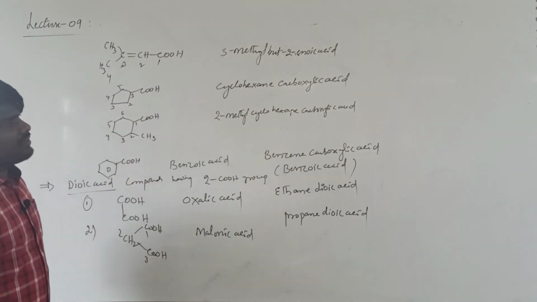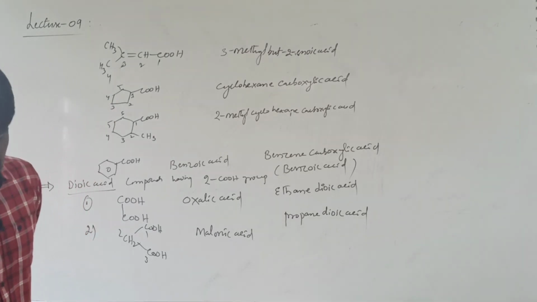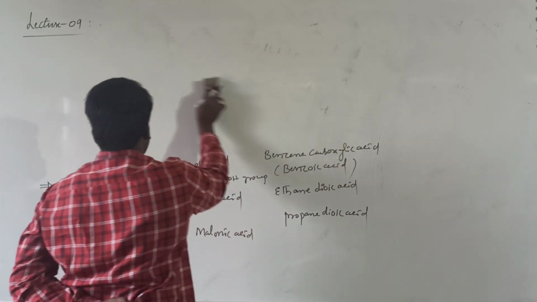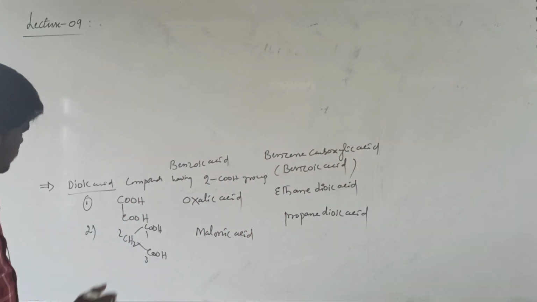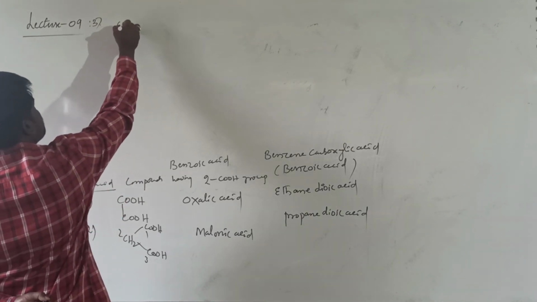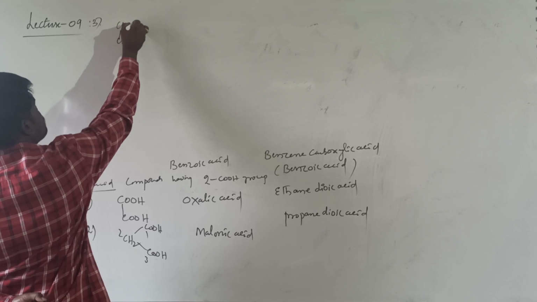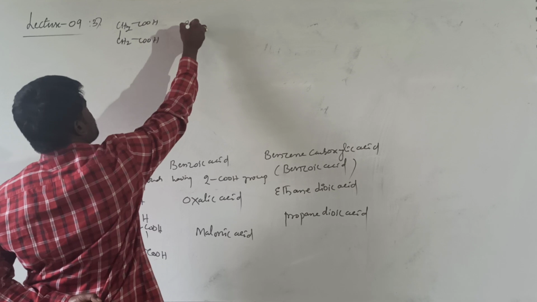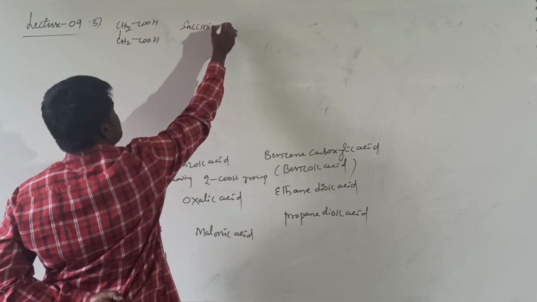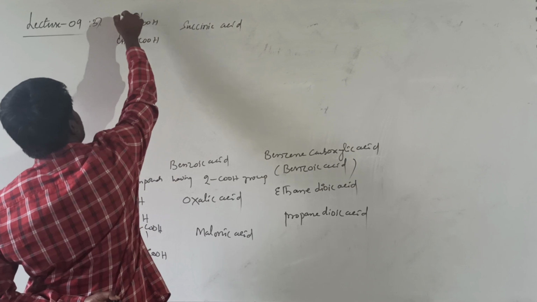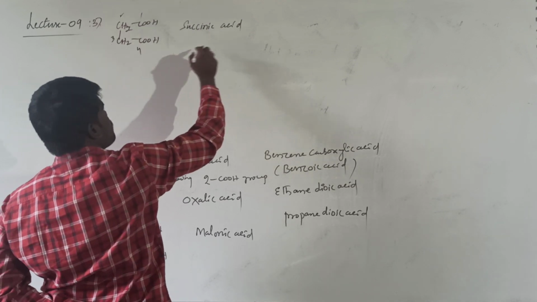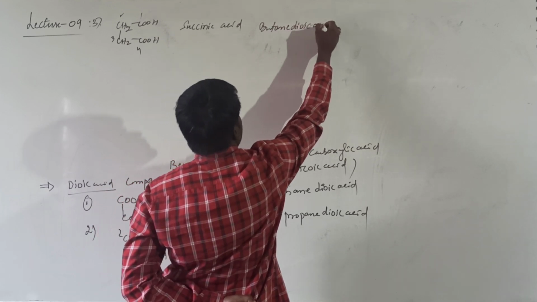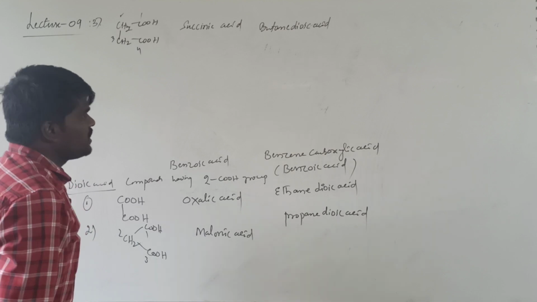And suppose if you take another one, okay, for that let me clear this board. If I write the next member, the third member of dioic acid, CH2 COOH, this we call succinic acid, which is 1, 2, 3, 4. This is called butane dioic acid. Butane 1,4 dioic acid or butane dioic acid.